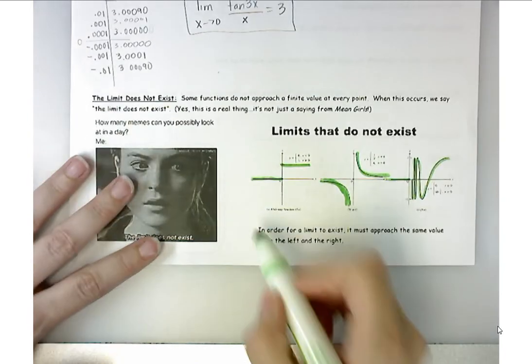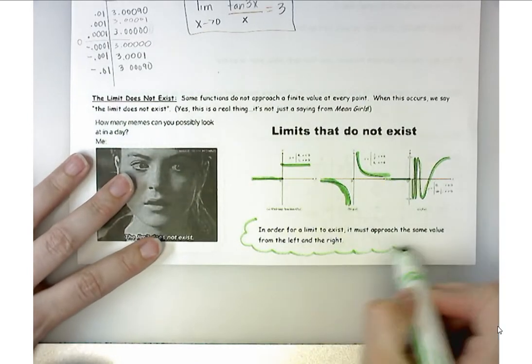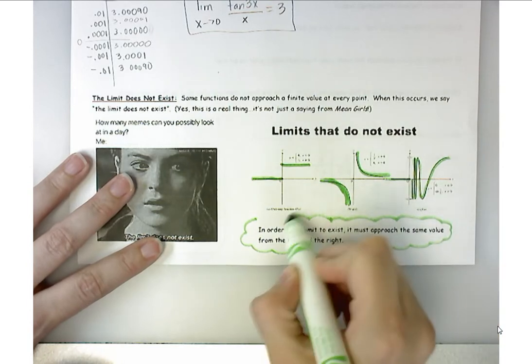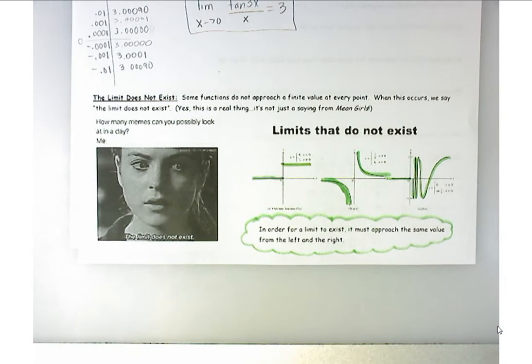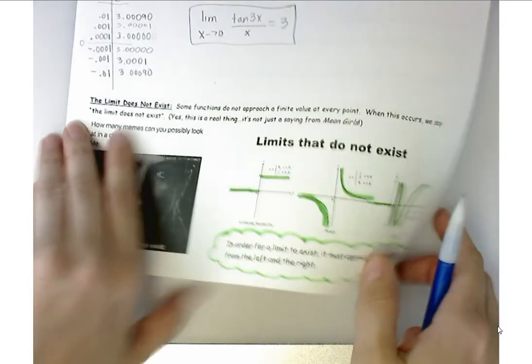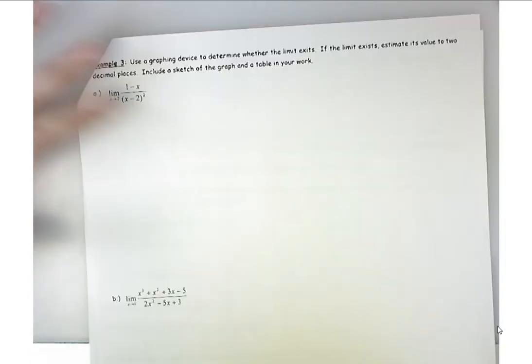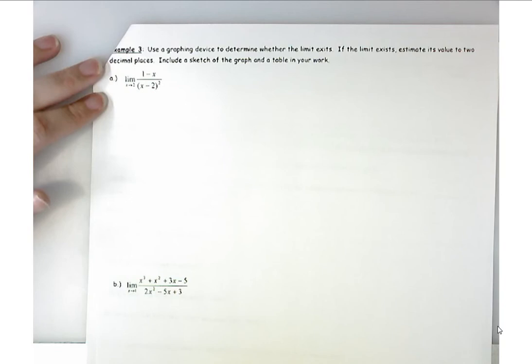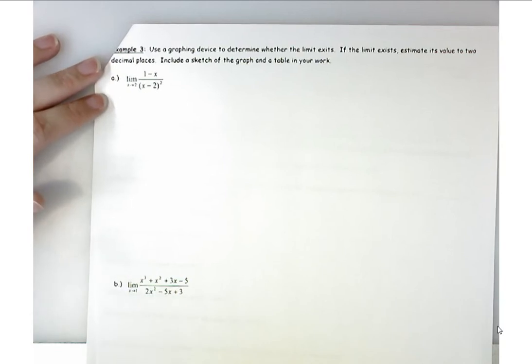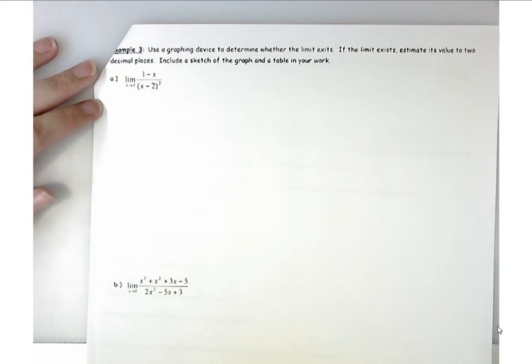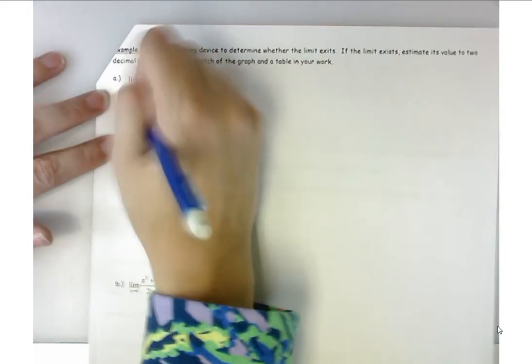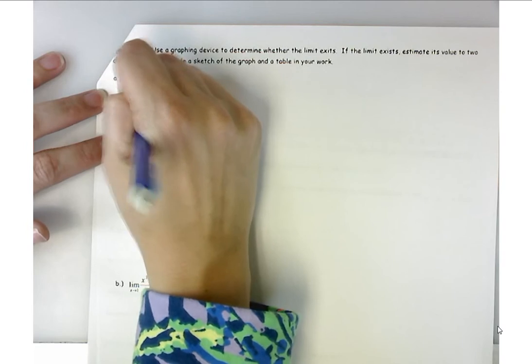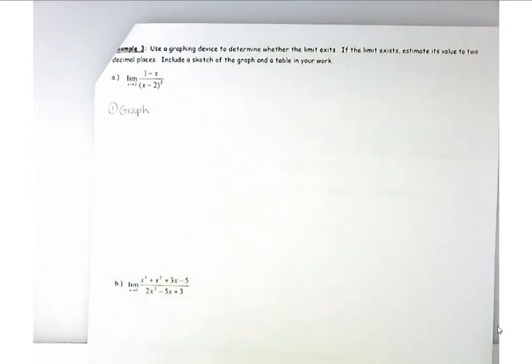Okay, so in order for a limit to exist, it must approach the same value from the left and from the right. Okay, so that's important as we go to our next. So for example 3, we are going to use a graphing device to determine whether the limit exists. If it does, we're going to estimate the value to 2 decimal places, and we're going to include just a sketch of the graph and a table in our work. So let's go ahead and graph this, and then we'll draw a sketch of that. So go ahead and graph that on your graphing calculator.